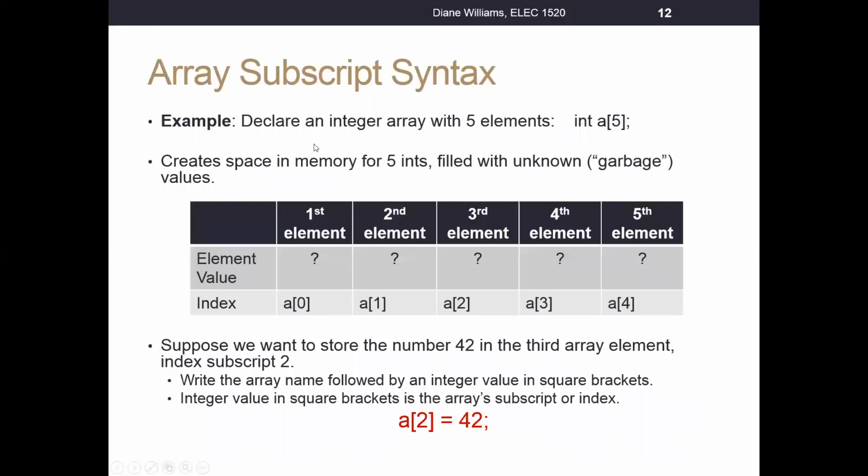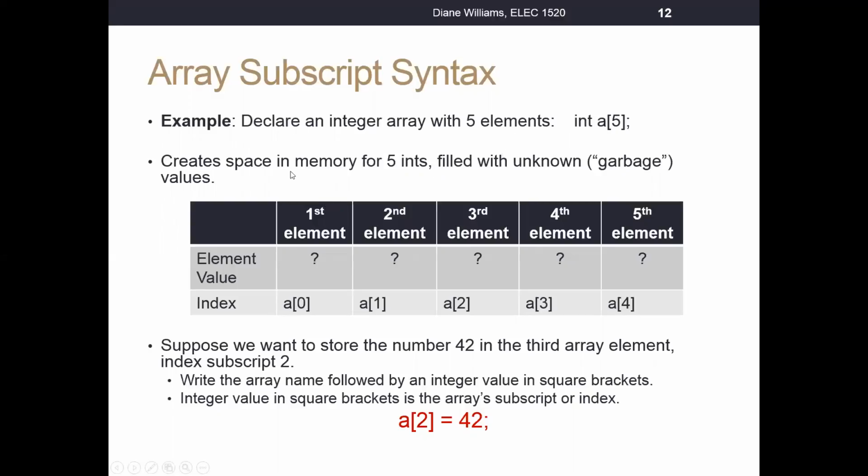So in this case, I'm declaring an integer array with 5 elements. I do that. There's the data type int. The name of the array is A. The 5 in the brackets says reserve 5 spaces. So now I have 5 integers in memory that I can all refer to by the name of A.